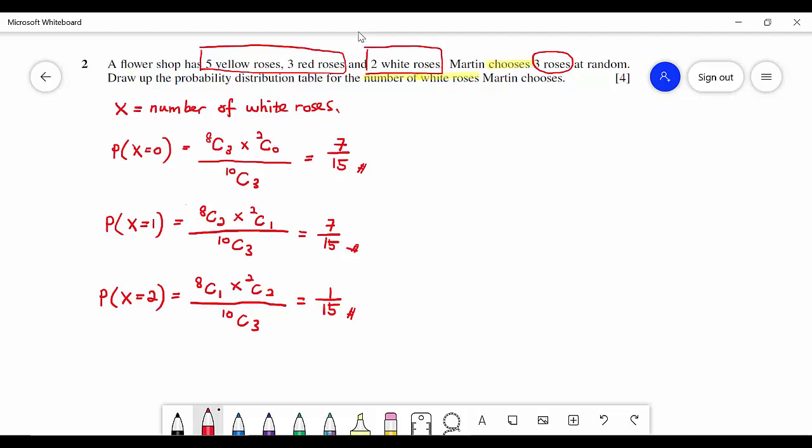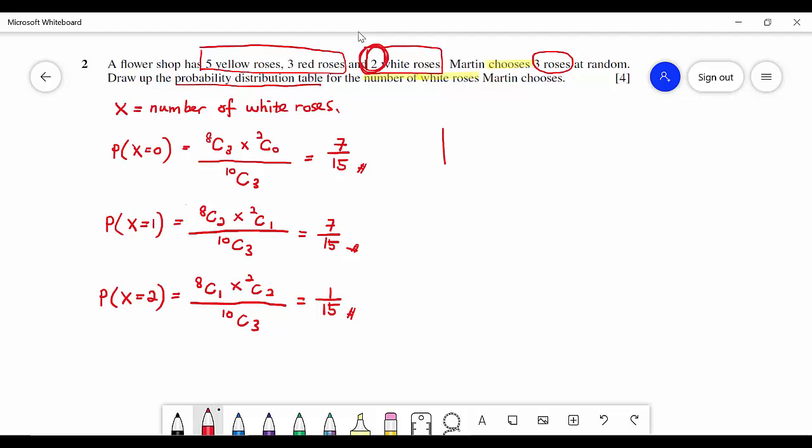Alright, so is it possible for you to get x equals 3? That means the number of white roses equals 3. That will be impossible because you can see that in our question here, we have only a total of 2 white roses. So it is impossible for us to get x equals 3, which means that our calculation has been completed.